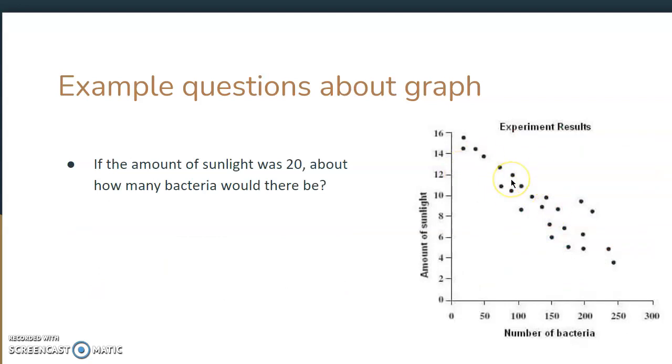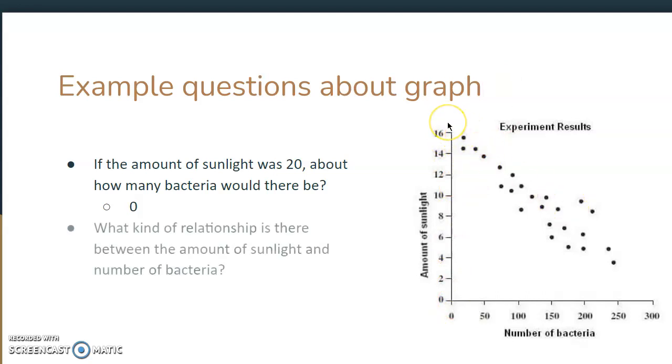So I think this is our last example. This is a scatter plot that we're going to look at. We're just going to ask some questions. If the amount of sunlight was 20, about how many bacteria would be there? So this graph is about the amount of sunlight on the y-axis and the number of bacteria. If our amount of sunlight stops at 16, well, we can see a trend. As we go to the left, we go higher and higher up. So if we were to extend this line all the way out to 20, I would say there would be about 0 bacteria. We might stop and run into this line if we kept going with this trend.